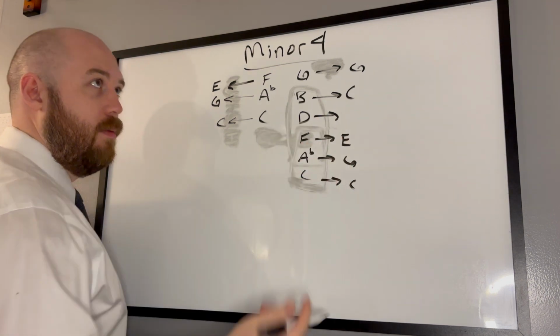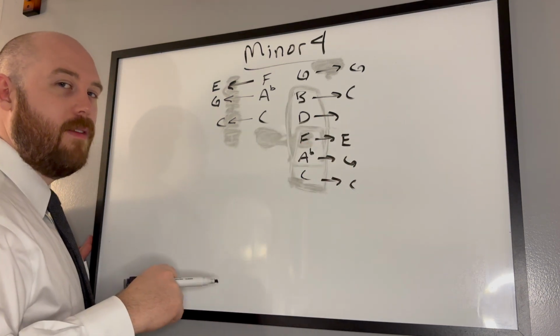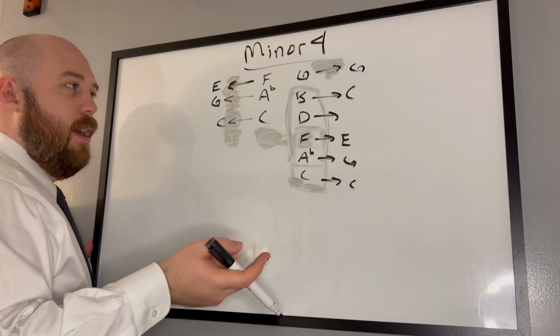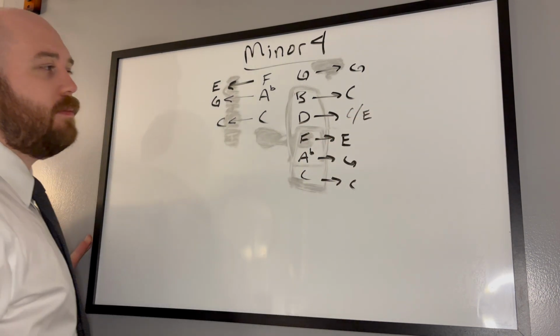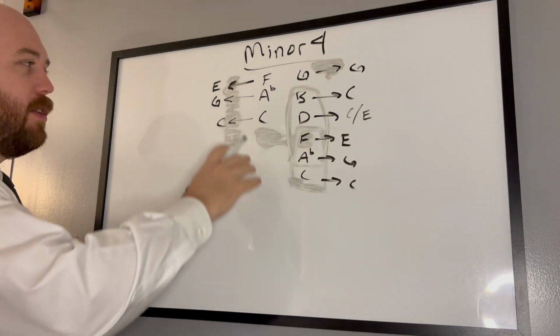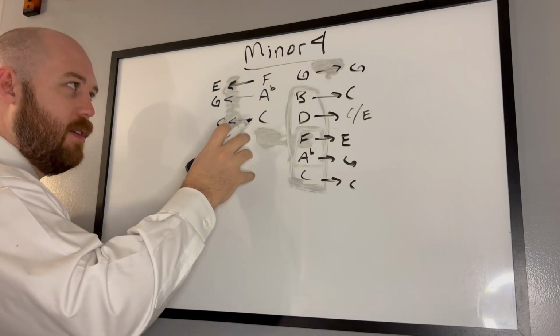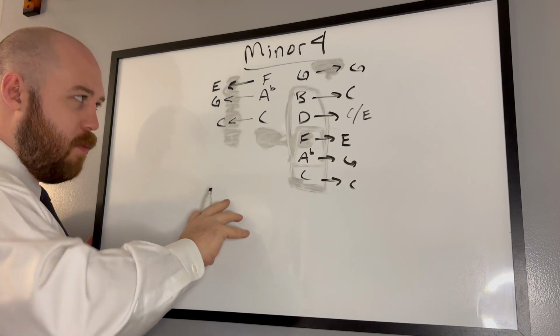So D can go up because it's 2 half steps away from a chord tone. So it can go to C or to E. But that's where the resolutions come in. So it's really just tones that want to resolve.